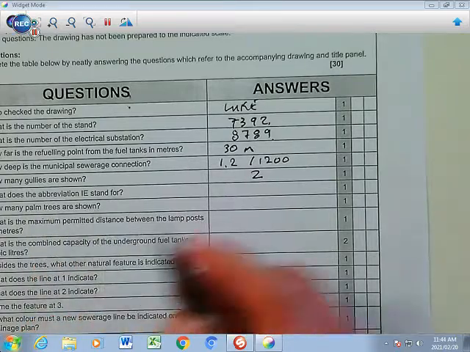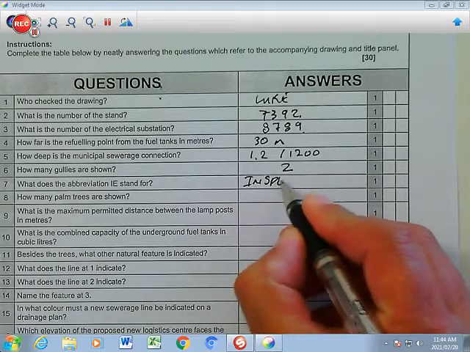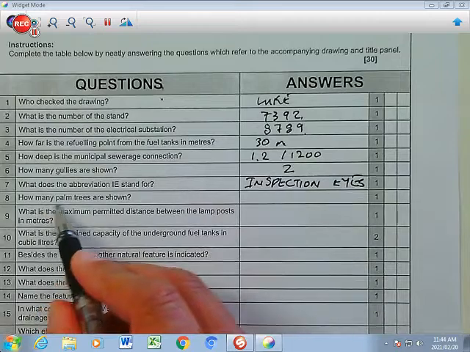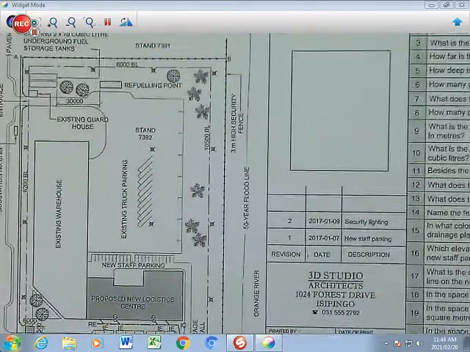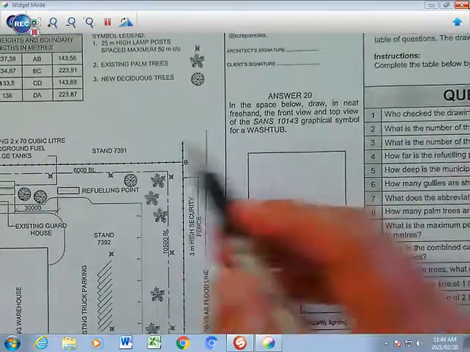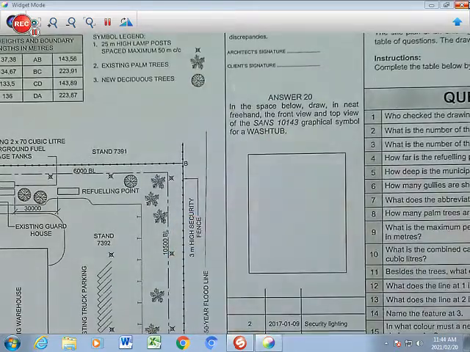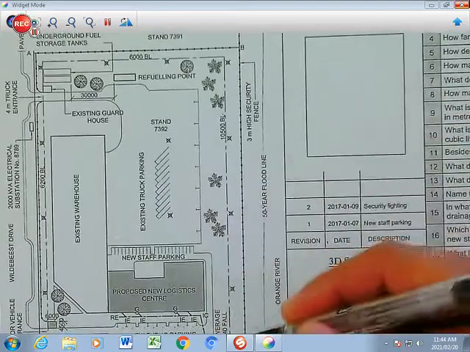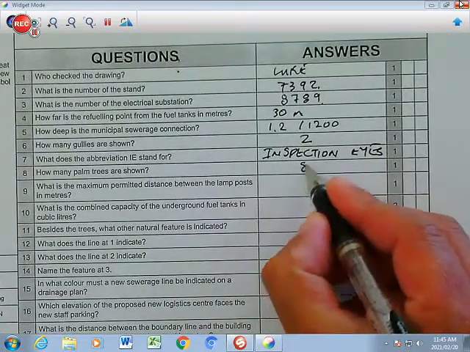What does the abbreviation IE stand for? That is very straightforward. That's inspection eye. Inspection eye. How many palm trees are shown on the site plan? You're going to go to the site plan. Before you count, you need to identify that these are actually the palm trees that you will see there, and you're going to count all of those. 1, 2, 3, 4, 5, 6, 7, 8. The 2 at the bottom here will also be added, so that's going to be 8 palm trees there.